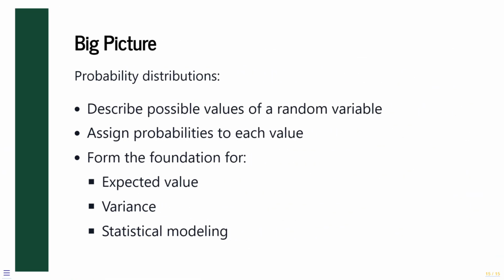The big picture is that probability distributions provide a complete summary of how a discrete random variable behaves over repeated trials. They assign probabilities to each possible value and allow us to move from raw randomness to structured analysis. These distributions form the basis for nearly everything that follows in probability and statistics, including measures of center and spread, model building, and prediction. Understanding them well is essential for future topics.